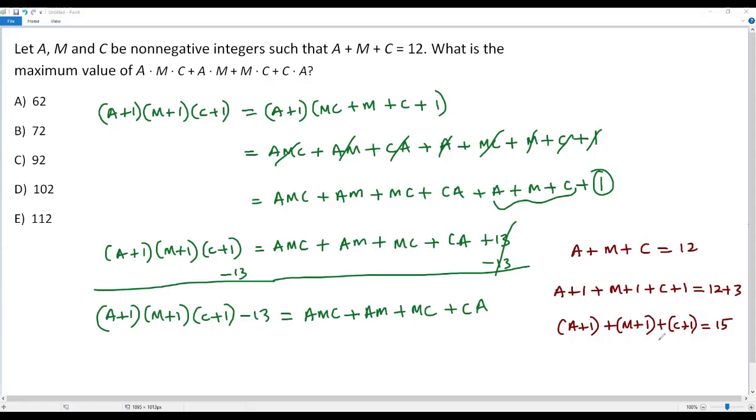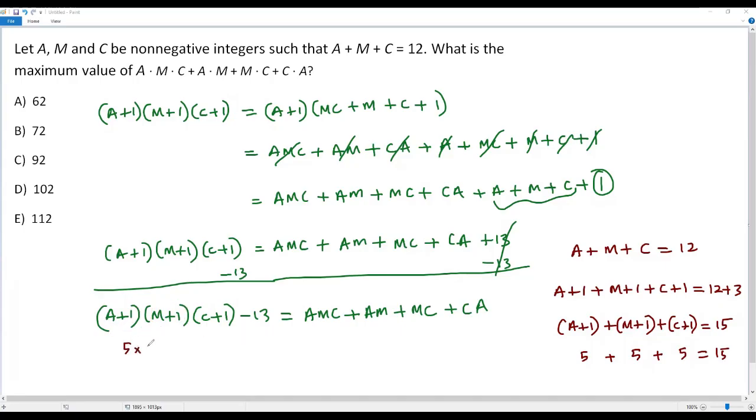Is it possible to get the same value for all these three non-negative integers so that the sum is equal to 15? Yes, it is possible by taking 5 as the value for each of them. When I add 5, 5, 5, I am getting 15. When I take 5 as the value for A + 1, M + 1 and C + 1, the product of the three binomials will be maximum. Let's plug in 5 for each and evaluate the expression.